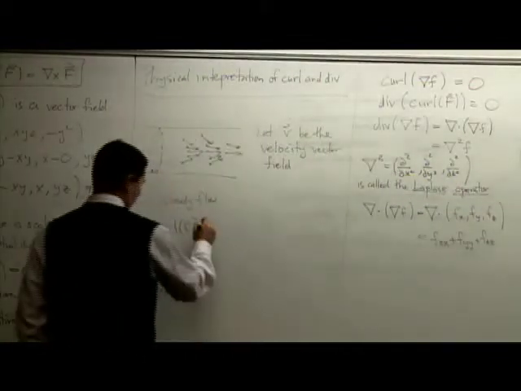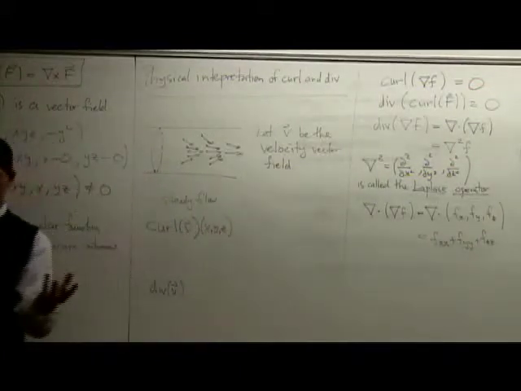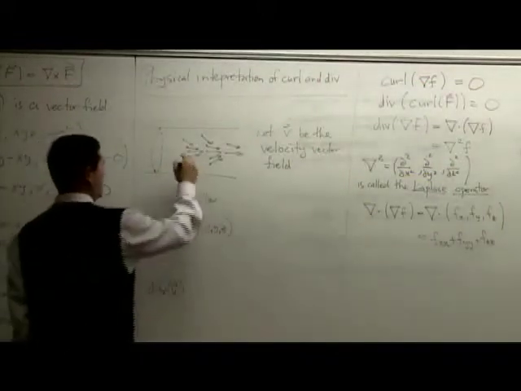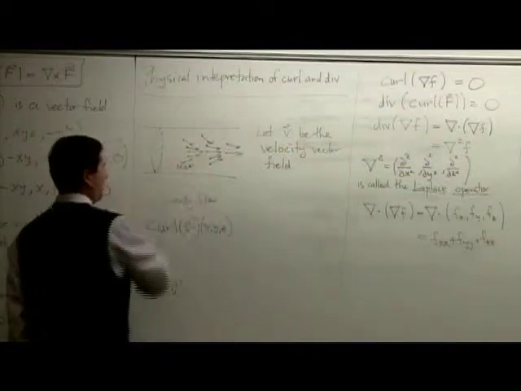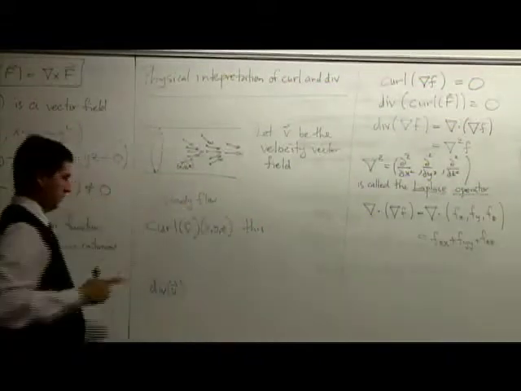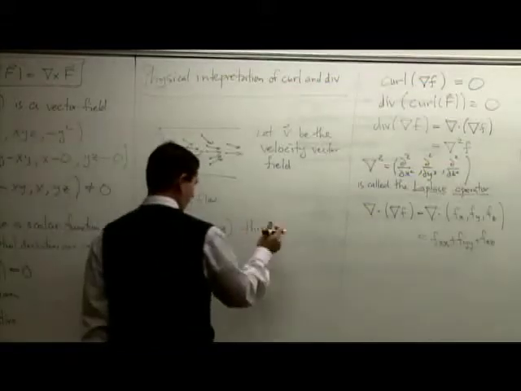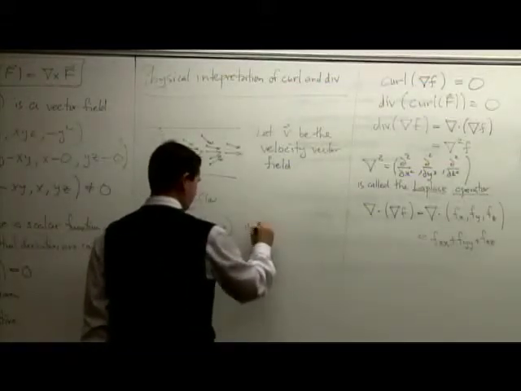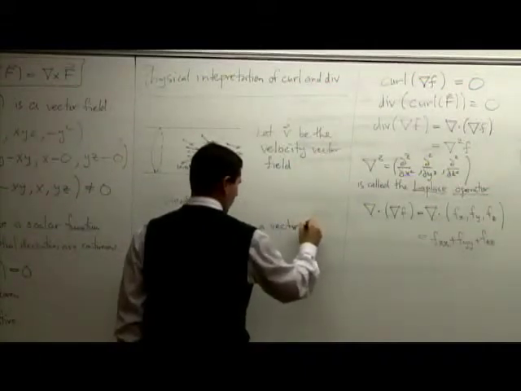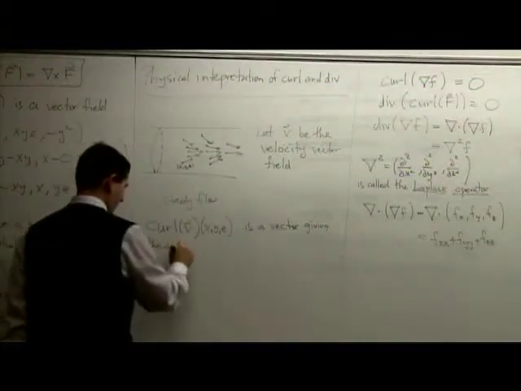So if I choose a point x, y, z, remember curl of V is again a vector field, so it eats points. If I let it eat a point, x, y, z, so this could be right there, it spits out a vector. It's a vector field, it eats a point, spits out a vector. And what's that vector? It's a vector giving the axis of rotation.